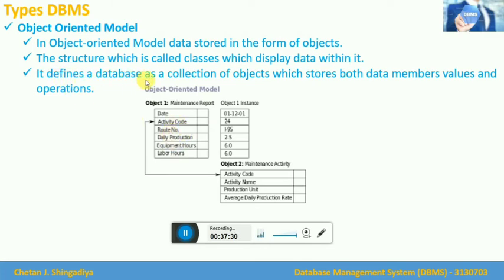It defines a database as a collection of objects which stores both data members and operations. Here there are data members and data member values, and operations. If you can see, here is the data member and data member values and their operations. So these are the activities, that is nothing but your operations. So this is what an object-oriented DBMS, or we can say object-oriented model, is.